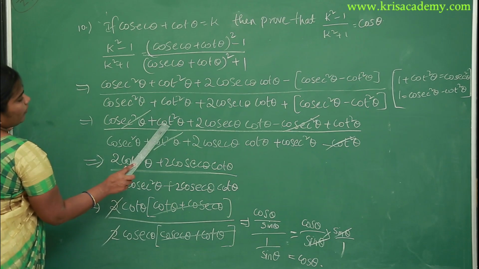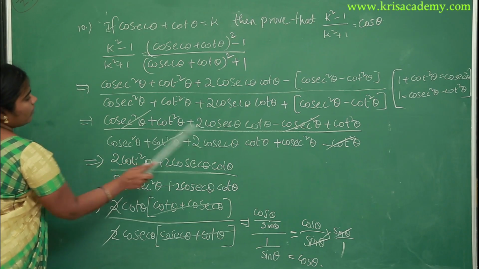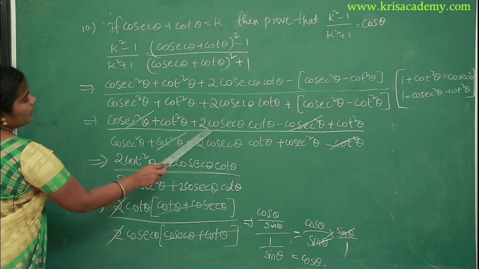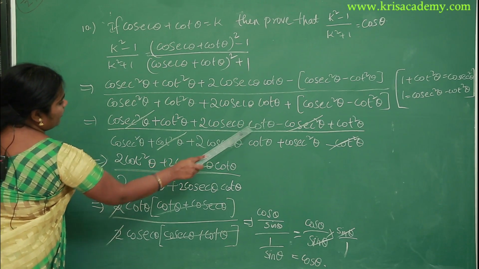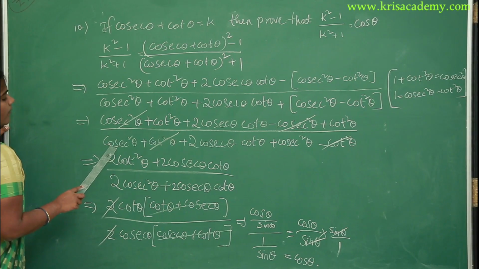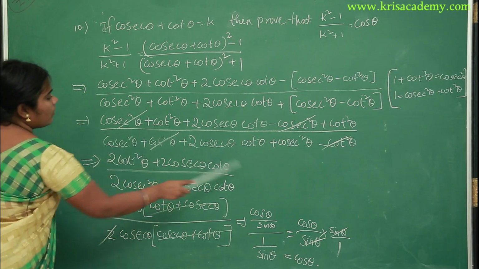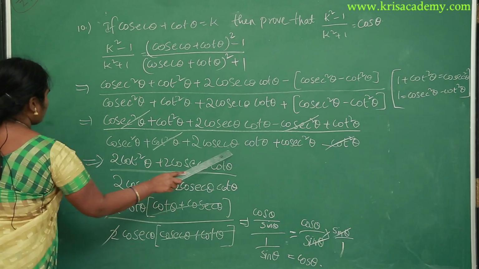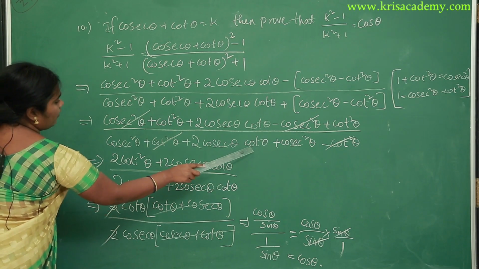Now see the numerator, how many times is cot square theta there? 1, 2. So here 2 cot square theta. The remaining term is 2 into cosecant theta cot theta. This is your numerator. Now coming to the denominator, how many times is cosecant square theta there? 1, 2. So 2 cosecant square theta, plus the remaining term 2 cosecant theta cot theta.